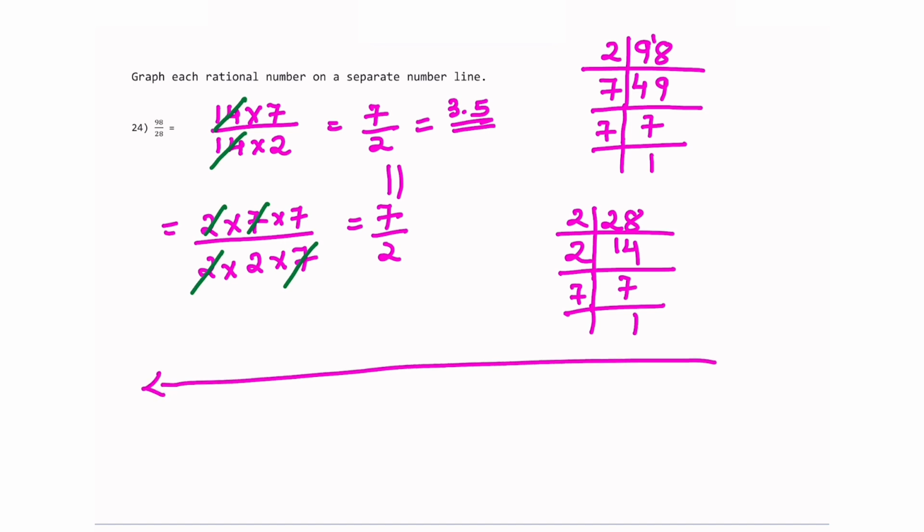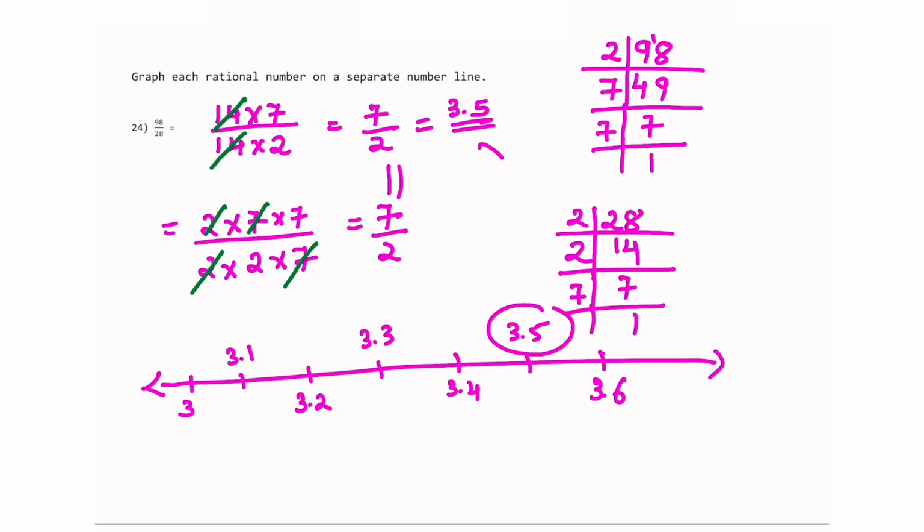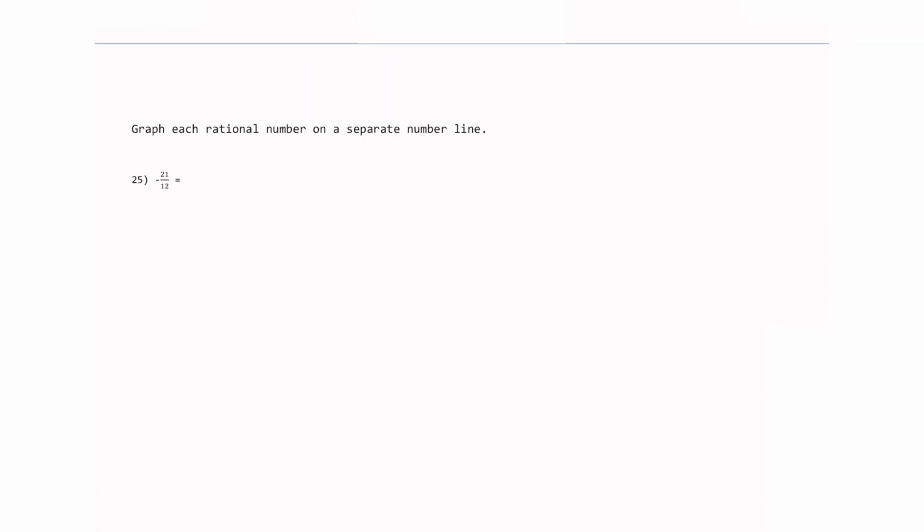So the number line here. Let's say this is 3, this is 3.1, this is 3.2, this is 3.3, 3.4, 3.5, 3.6. Here is my answer, right? That's how you mark it. Done. Simple.